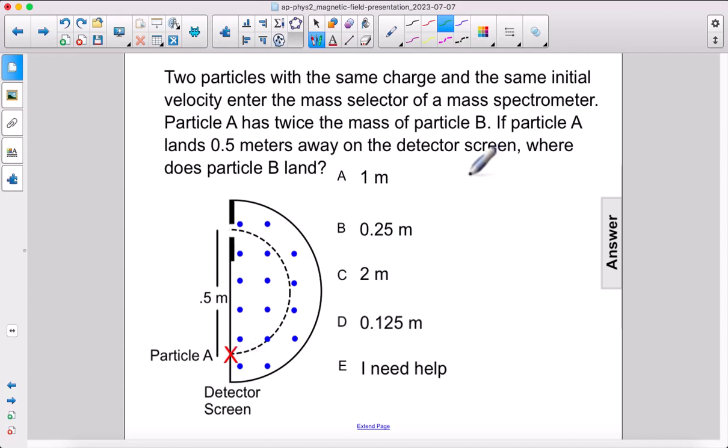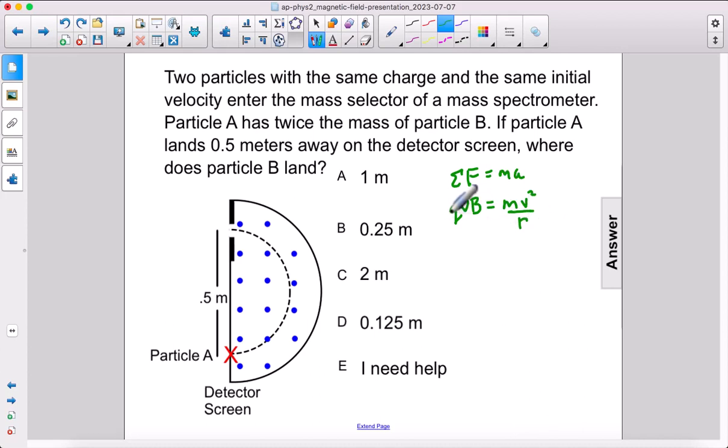All right, well, let's start at the beginning with Newton's second law. So we have F equals ma. The only force acting here, we're assuming gravity is negligible, is qvB. And the acceleration is centripetal. And we're going to solve this for r.